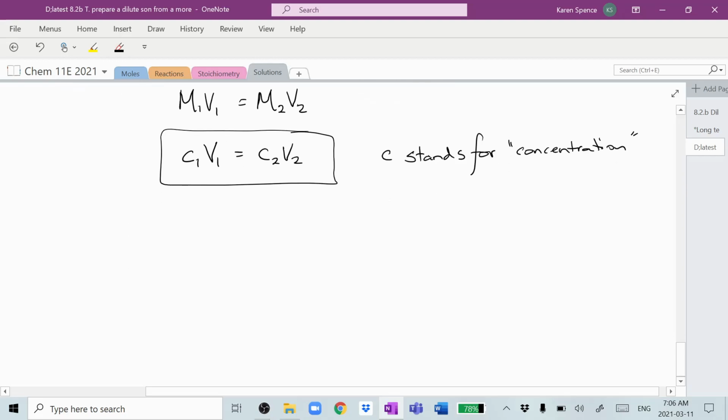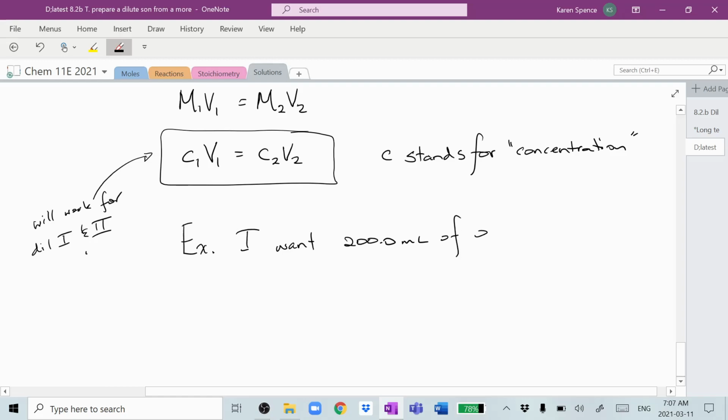Okay, so let's do a question like this, and this will work for all of the dilutions 1 questions and all of the dilution 2 questions. All right, and so let's try an example using this particular formula. I want 200.0 milliliters of 0.4 molar HCl.